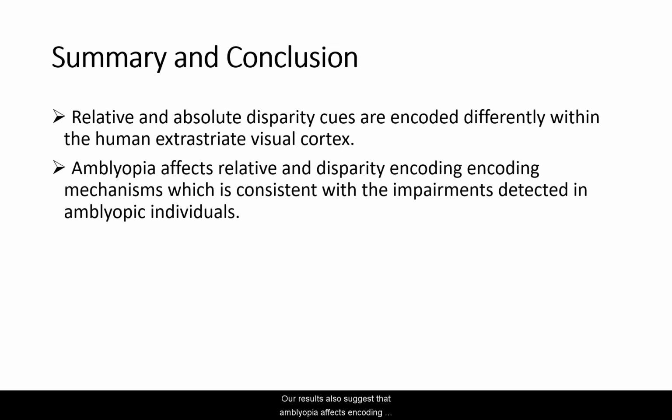Our results also suggest that amblyopia affects encoding of relative and absolute disparity cues. This is consistent with the stereoacuity and Burgess control impairment in amblyopic individuals. Despite these findings, we are still not able to conclude whether these two impairments are correlated with each other or not. More data and tests are required before any conclusion.